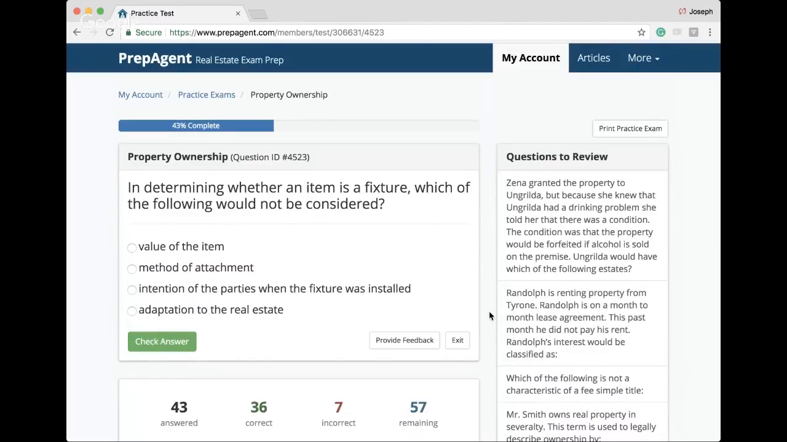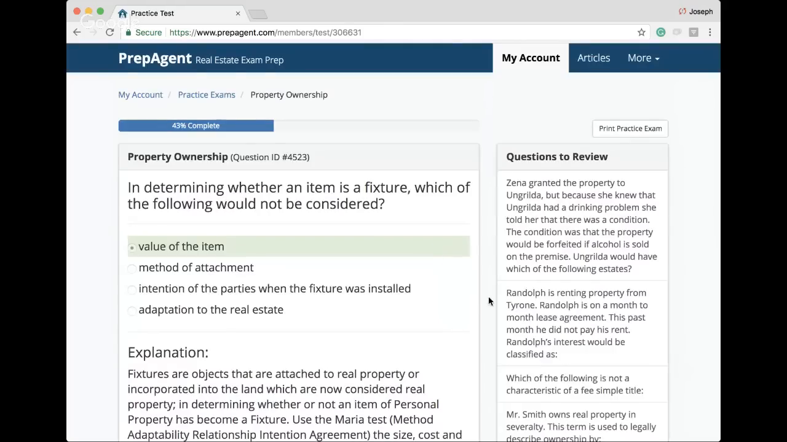In determining whether an item is a fixture, which of the following would not be considered? Value of the item, method of attachment, intention of the parties where the fixture was installed, adaptation to the real estate. What do you guys think? Remember, Maria: method, adaptability, relation, intention, and agreement. There's no V in Maria, so there's no value, and there's no C for cost or P for price, anything like that. Good.